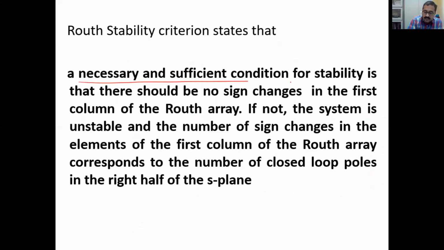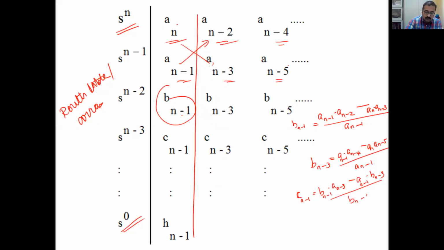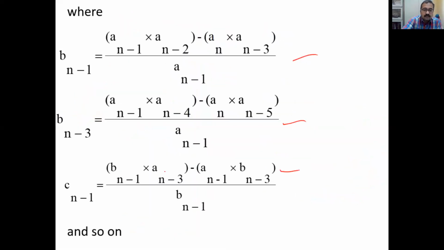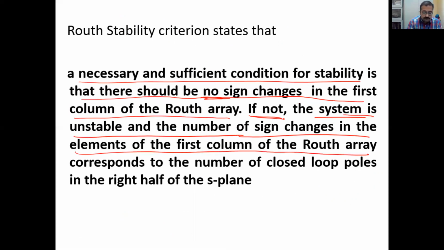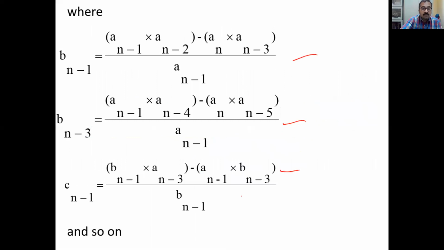A necessary and sufficient condition for stability is that there should be no sign changes in the first column of the Routh array. If there are any sign changes, then the system is unstable, and the number of sign changes in the elements of the first column of the Routh table corresponds to the number of closed loop poles in the right half of the s-plane. What do you mean by that?